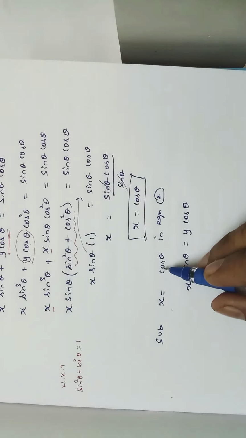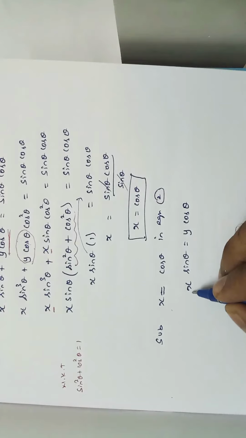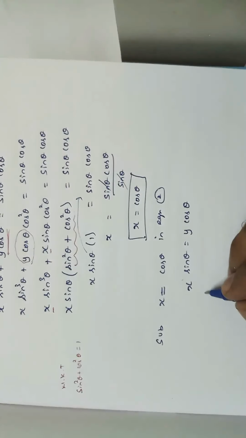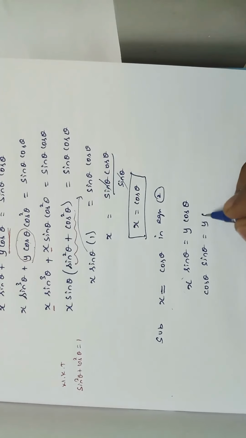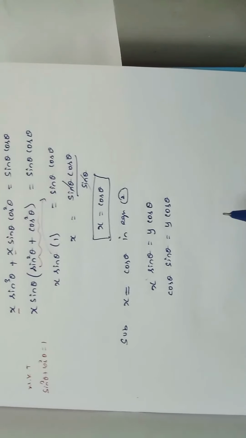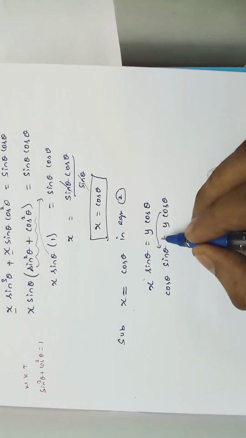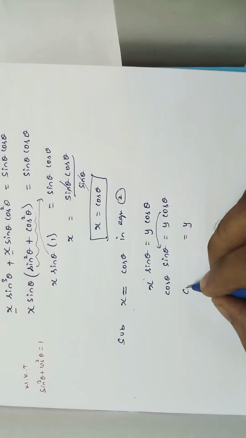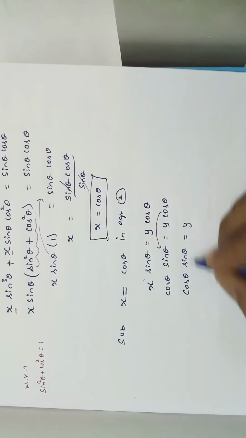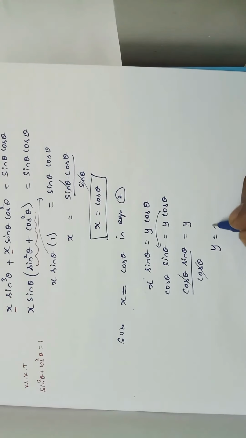Instead of x, what do we substitute? Cos theta. So cos theta into sin theta is equal to y cos theta. What do we want to find? We want to find y alone. Extra, what we are having is cos theta. Taking it to the LHS, multiply will become divide. So y is equal to cos theta into sin theta divided by cos theta. So cos theta will get cancelled. So remaining is sin theta. So y is equal to sin theta.